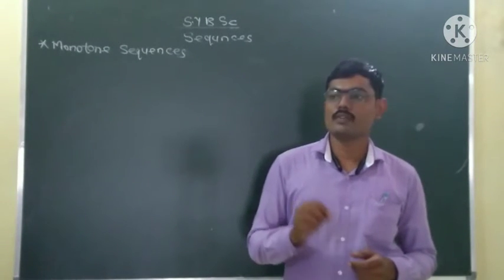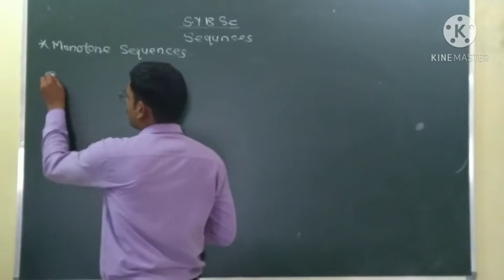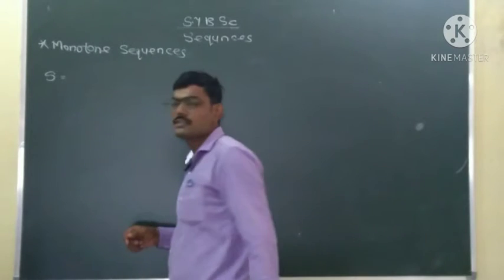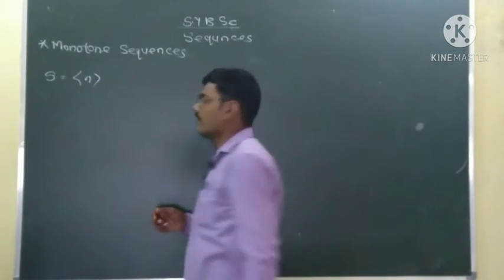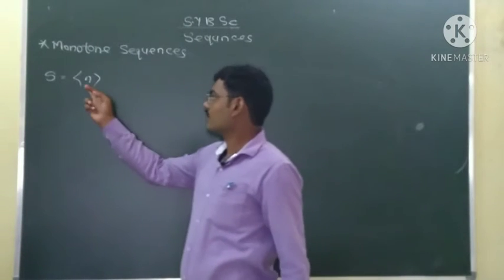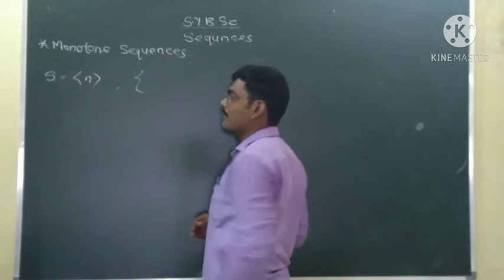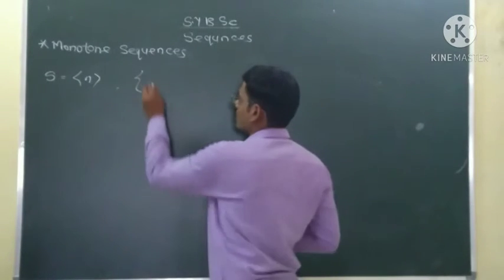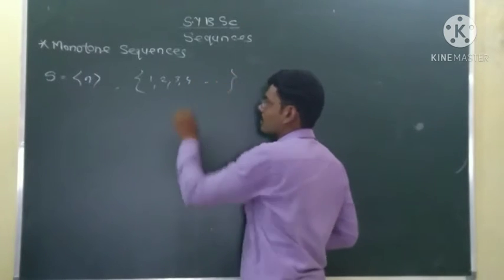Suppose we take a sequence S, the sequence of natural numbers. So the nth term of the sequence is n. Now see, what is the first term of the sequence? First we can list the elements of the sequence. The first term is 1, second 2, third 3, 4, and so on.